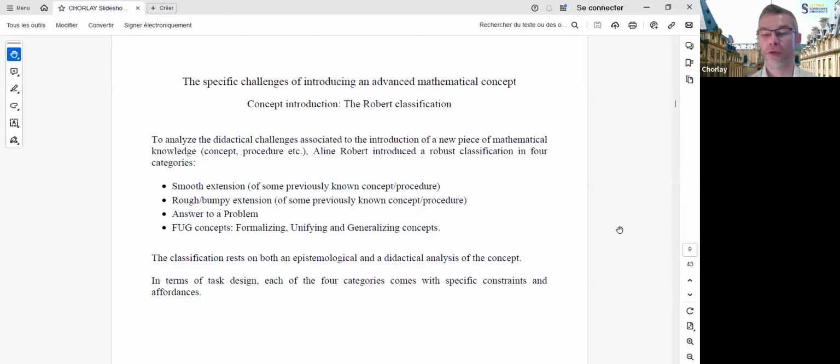For example, if you know the dot product in 2D geometry, well, you almost know all there is to know about the dot product in 3D geometry. No big deal when it comes to extending previous knowledge. Some extensions can be more bumpy.